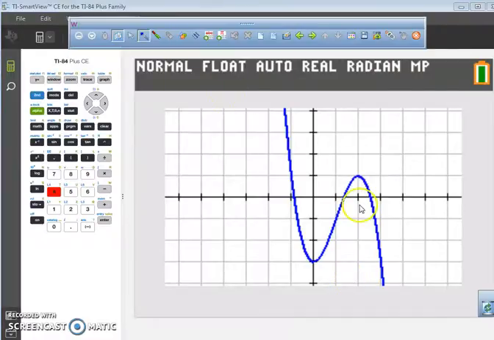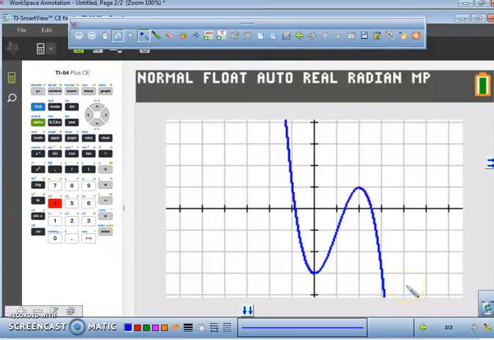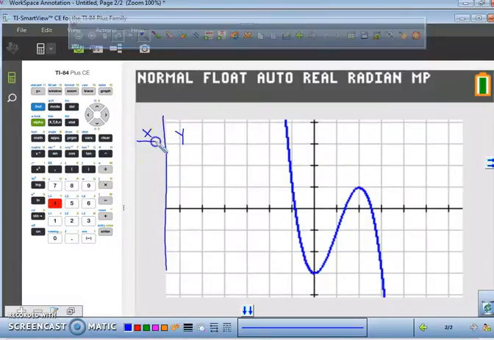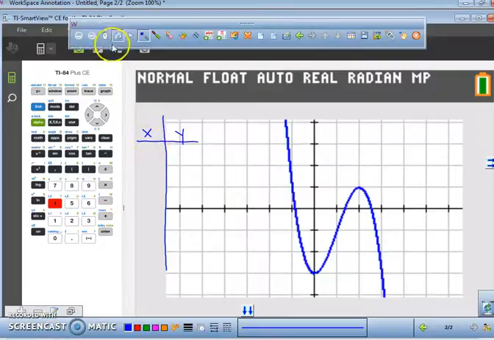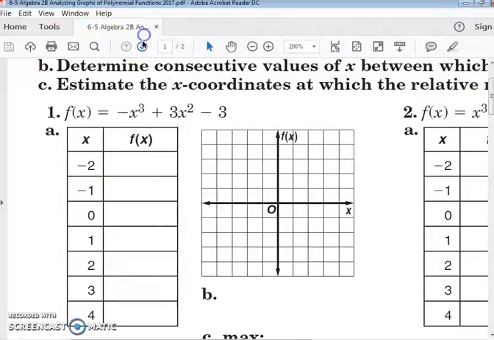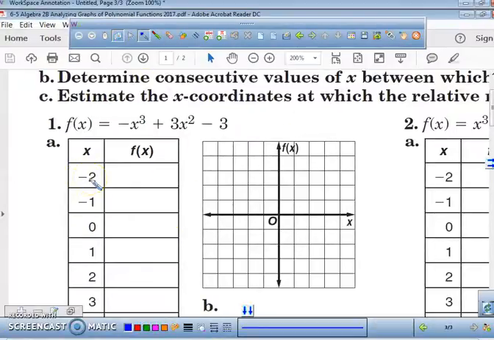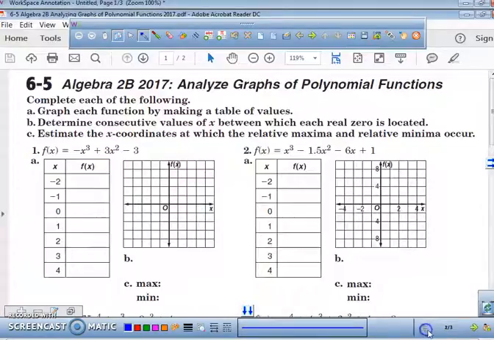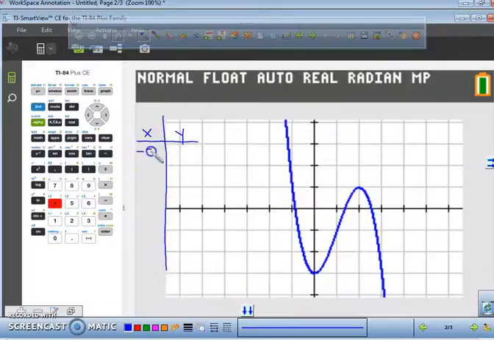Alright, so I'm going to take a snapshot of this. Okay? Now, on your paper, what I'd like you guys to do, we're going to fill in the x and y table as you guys look at it. All right. Right now, in your table, if we were to go back to the paper, all right? Right now, we start at negative 2, and we're going to work all the way down to a positive 4. So here we go.